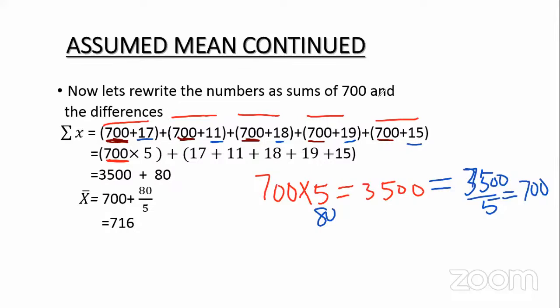For example, if I give you 5 plus 5 plus 5 and I tell you to work out the mean, what will be the mean? Just one person to speak. 5 plus 5 plus 5, what is the mean? 5. So 700 plus 700, 5 times, divided by 5, what is the answer? It is still 700.